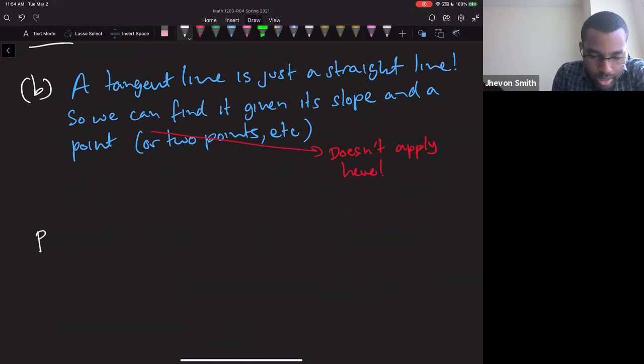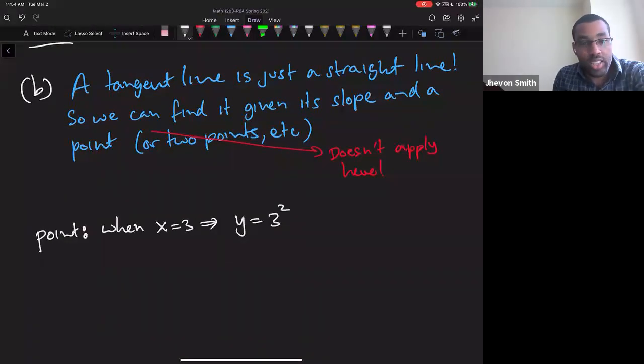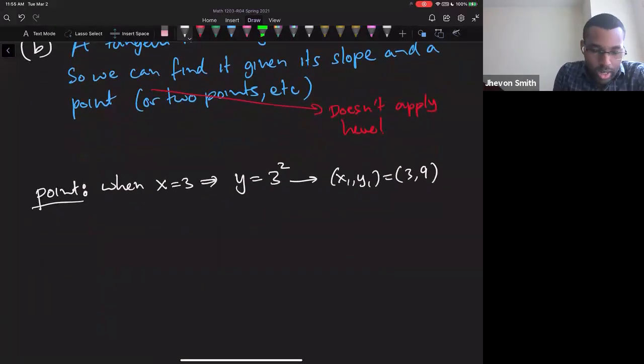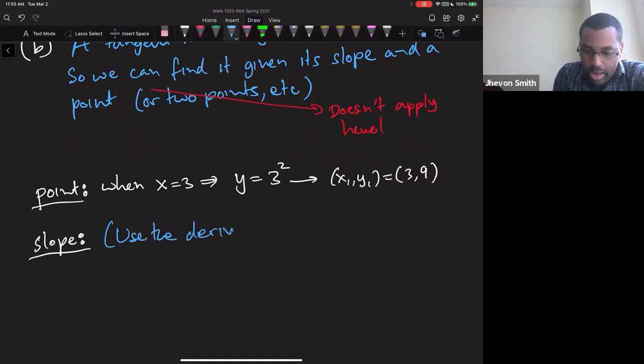So let's see, what is our point? Well, we know x is 3. When x equals 3, this means that your y is equal to 3 squared because we're looking at x squared. So the point is x1 comma y1 equals 3 comma 9. So that's the point. You get the point? Okay. All right. So now we go with what's the slope? So here's where you use the derivative. Here's where you use your answer to part A.